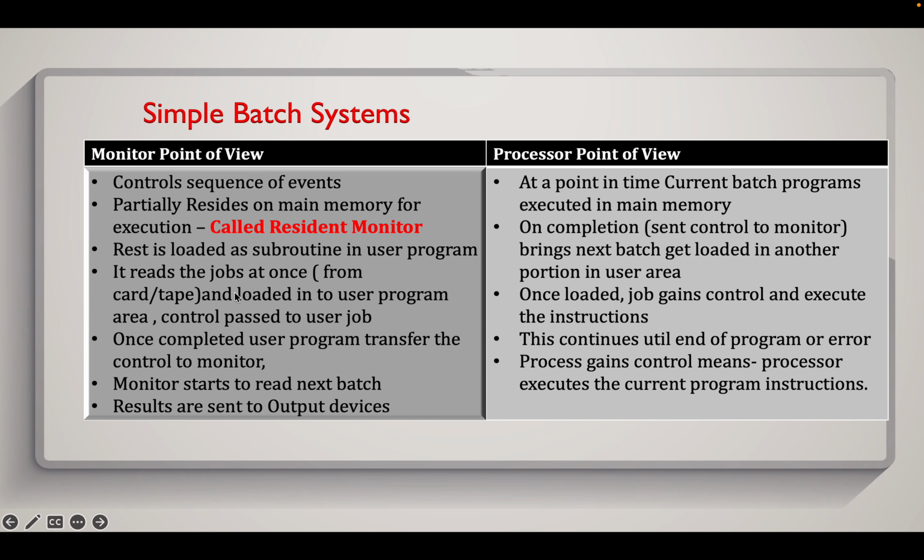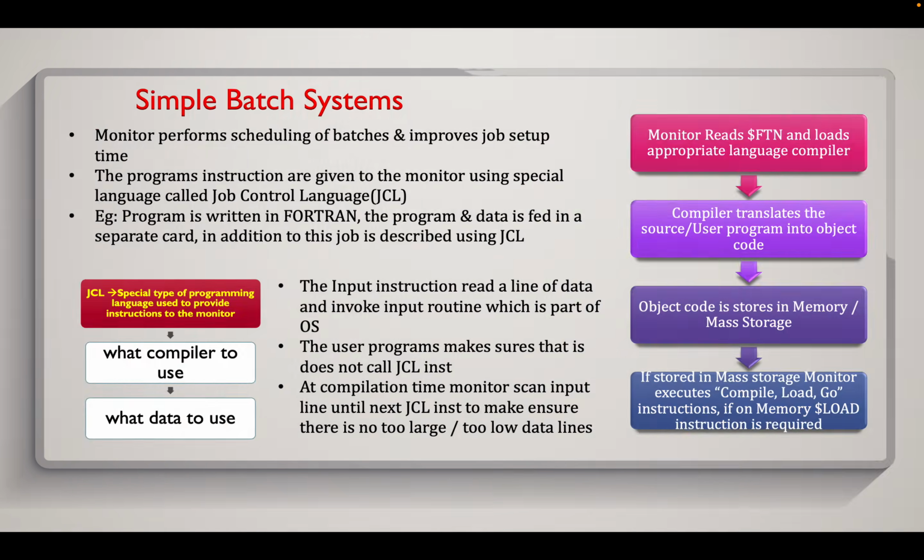In the monitor point of view, it reads a job at once and loads it into the program area, and control is passed to the user job. In the processor point of view, once loaded, the job gains control and executes the instructions. In the monitor point of view, once completed, the user program transfers control to the monitor. This continues until the end of the program or an error. The monitor starts to read the next batch, and its results are sent to the output device. In the processor point of view, the processor gains control, meaning the processor executes the current program instructions.